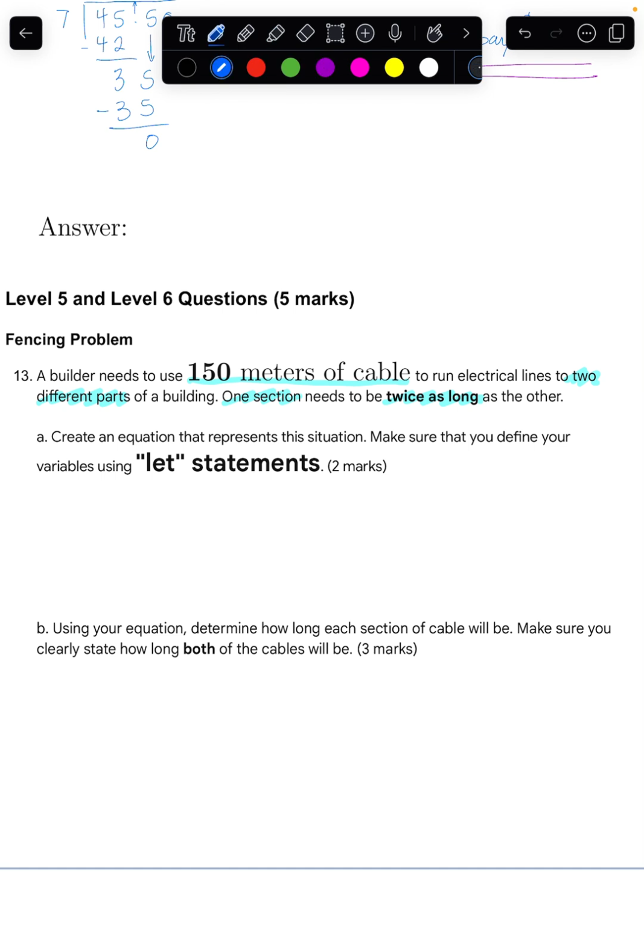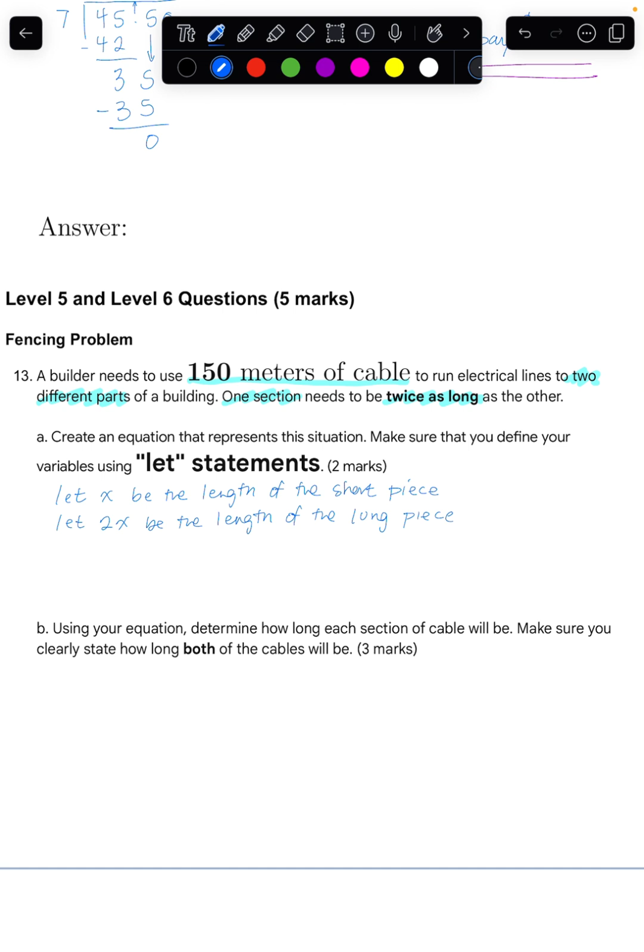So let's do that. So we've got two pieces, different lengths. We'll say let x be the length of the short piece. And the other section is twice as long as the short piece, so let 2x be the length of the long piece.